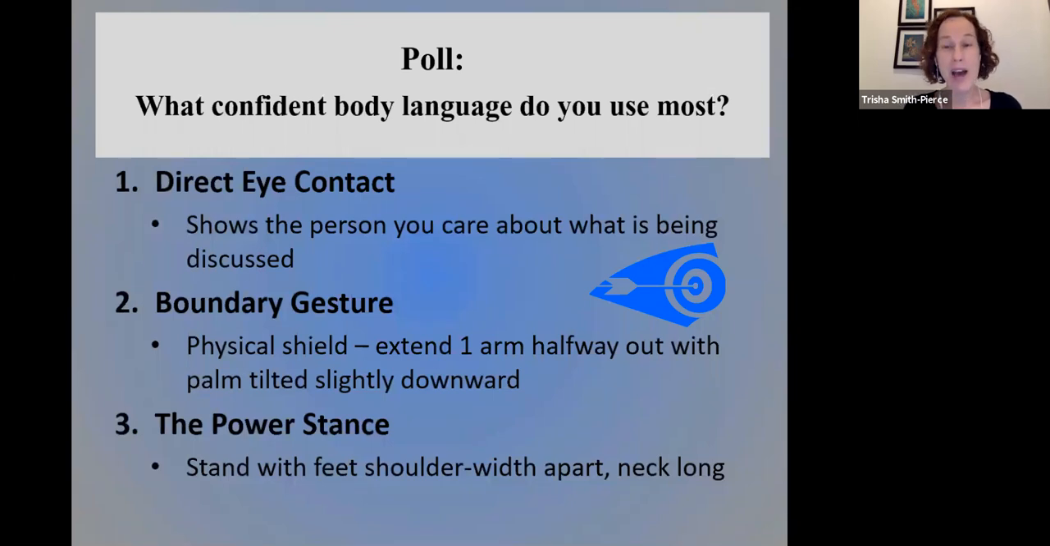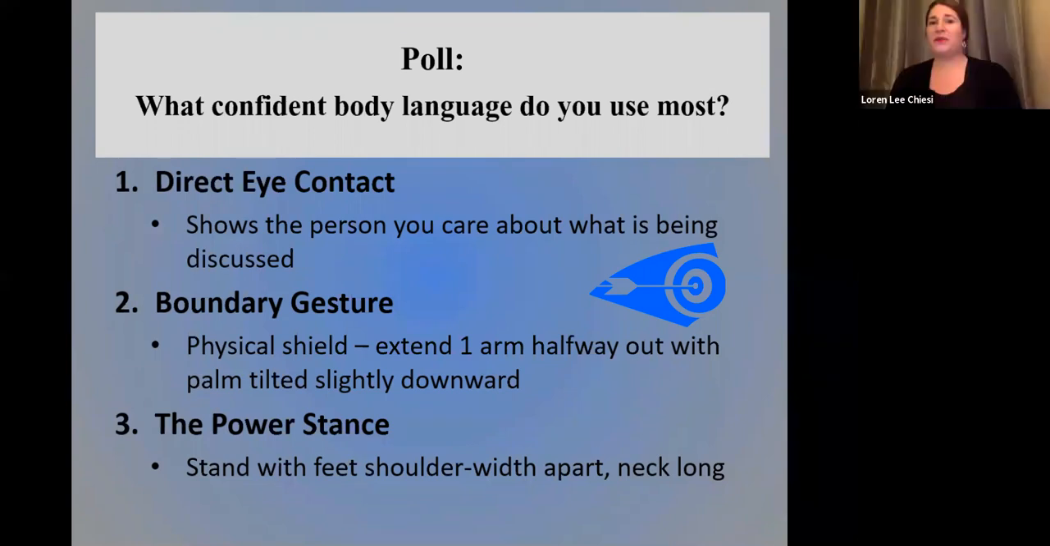It is interesting. The power stance is not very popular. I think the power stance can feel a little awkward if you're not used to it, like you're being a little bit Wonder Woman-ish or Superman-like. You know, I'm sure that's one reason it makes you feel confident, but maybe it doesn't come as naturally as direct eye contact.